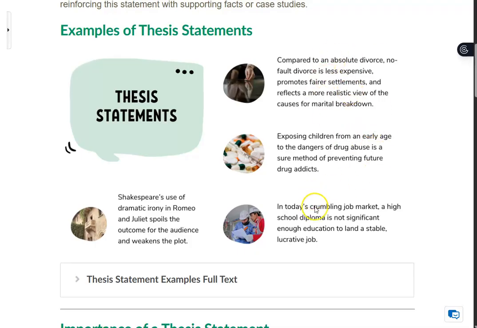Great, there it is. Down here, in today's crumbling job market, a high school diploma is not significant enough education to land a stable, lucrative job. Okay, there's no because here, so don't really love it all that much, but you're stating it very clearly that, hey, because we need a higher degree, we're going to expect to see several things pointing this out. The other two, well, exposing children from an early age to the dangers of drug abuse is a sure method of preventing future drug addicts. How? Why? It's too vague. We need a lot stronger of a thesis statement here. And this one over here, the Shakespeare one, it's god-awful.